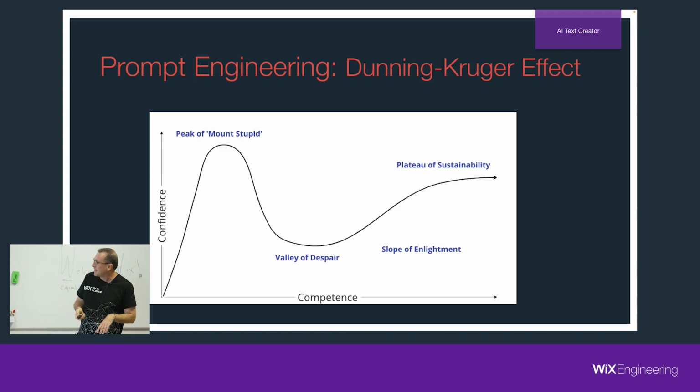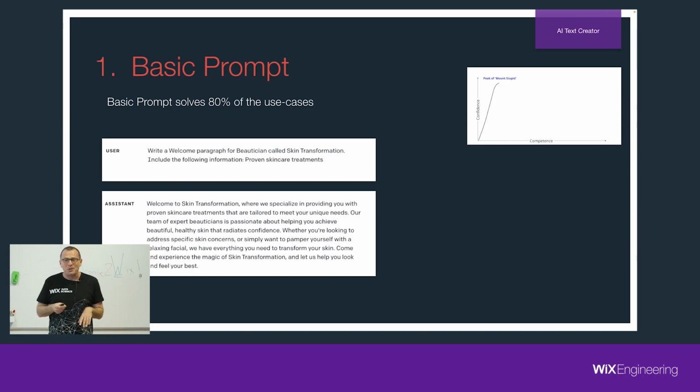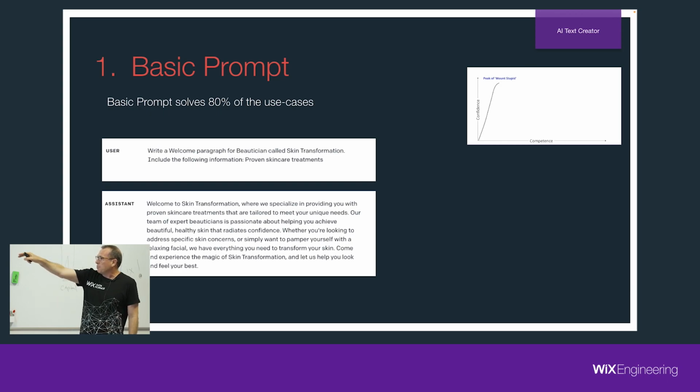Okay, so let's show this process. And by the way, this happens a lot when you're building such a thing for the first time. The first time that you're building such a feature, you go through that. The second time, people just expect you to get it out really fast to production. You're supposed to know what you're doing. So we start with the basic prompt, right? We write two lines: write me a paragraph about whatever the user decided as the business, a beautician called Skin Transformation, and you get this result. Looks pretty great. Actually, if you write such a prompt, it works for a lot of the cases.